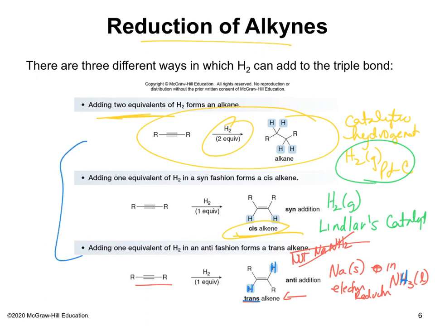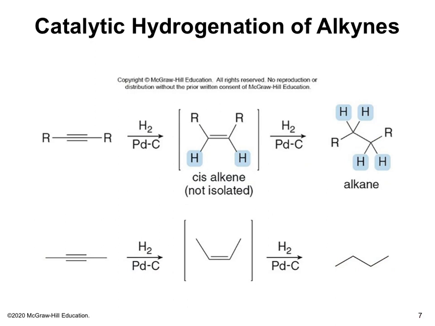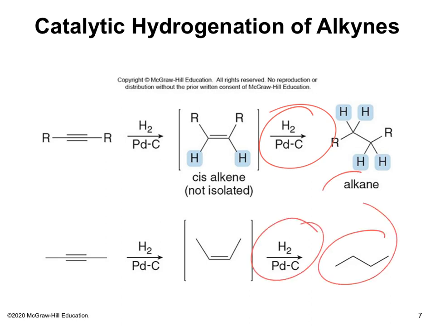You do need to know these 3 reduction reactions. These are special because they can stop at the alkene. And that is special. So catalytic hydrogenation, we've already talked about this. Hydrogen on palladium will go all the way to the alkane. So alkyne, functional group transformation to an alkane.